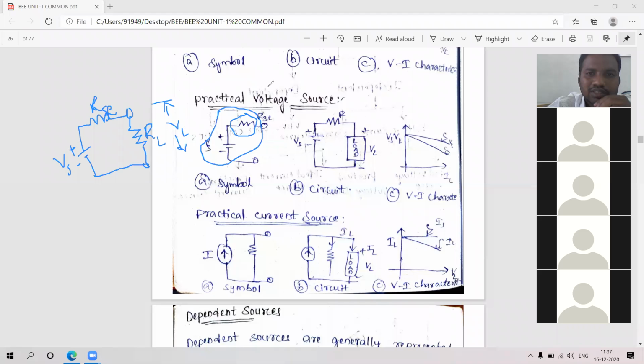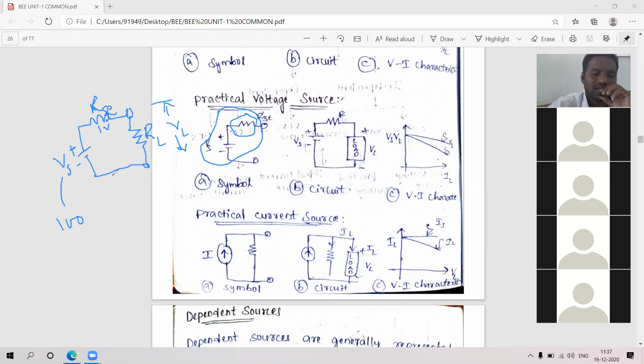You are not going to get the same voltage, because there is some drop. Suppose this V_S is 100. If V_S is 100, due to the internal resistance there may be some voltage drop of 1 volt here. Due to that wire there may be some voltage drop. We are assuming a value of 1 volt. So what will be the voltage consumed by the load?